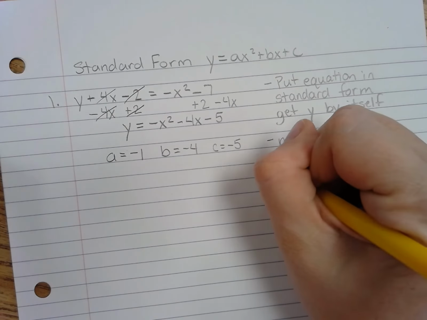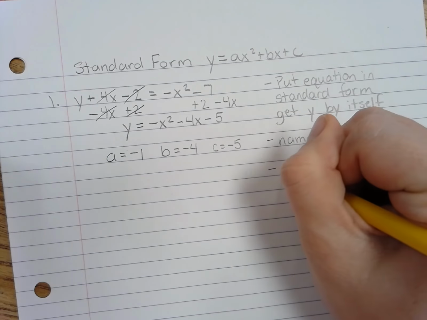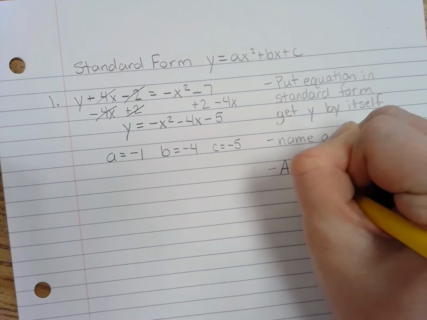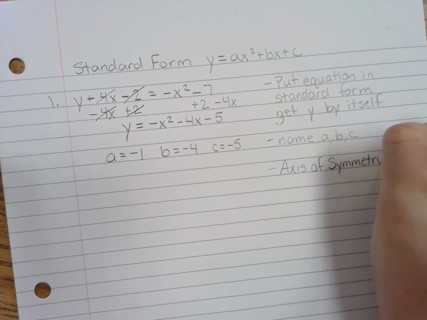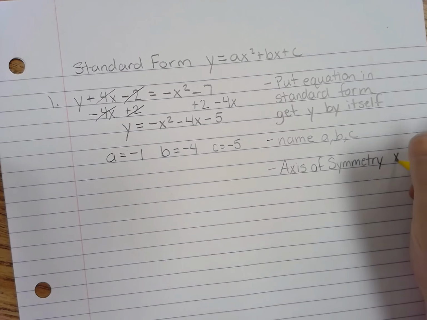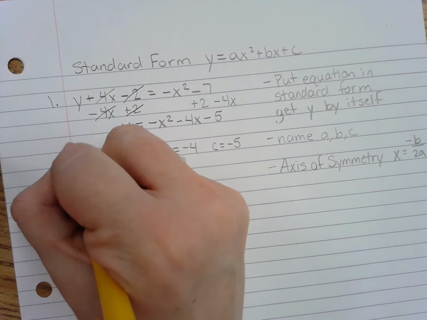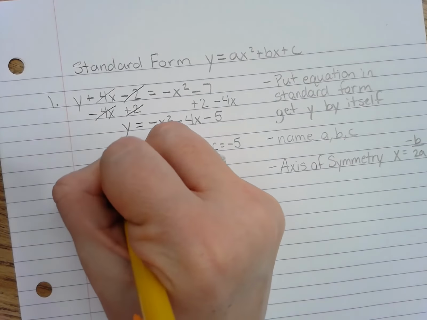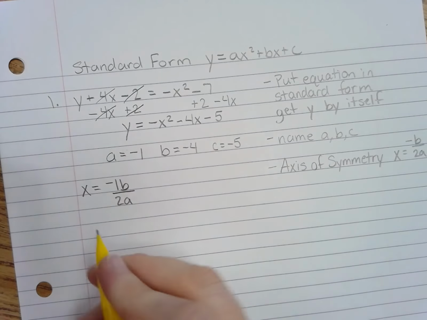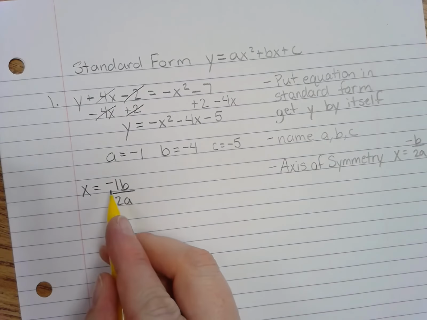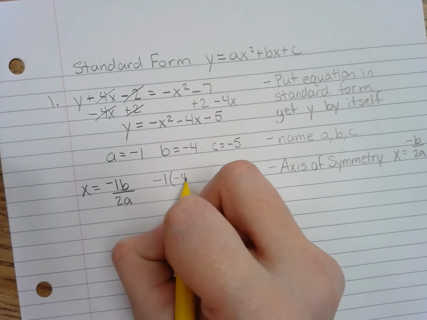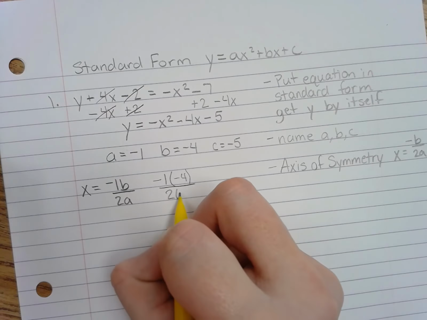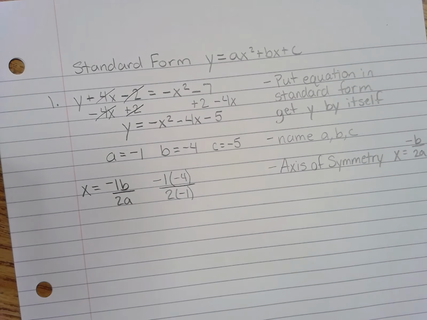Once we've named our variables, a, b, and c, we're going to use the axis of symmetry formula. So that axis of symmetry formula is x equals negative b over 2a. Again, remember, I find that students do best by doing negative 1b over 2a so that you can correctly calculate that axis of symmetry. So let's plug in our numbers. So negative b, plugging that in, over 2a and plugging that in as well. And then work it out.